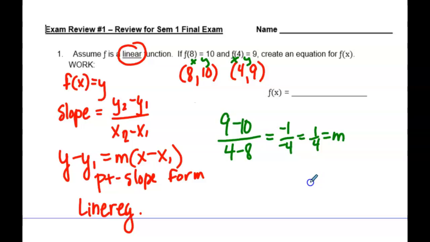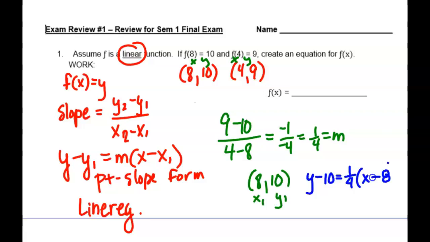And then I want to put one of the points in. I think I'll pick 8, 10. So if I have 8, 10 as my x1 and y1, and this is my slope, when I put them into point slope form, y minus y sub 1, which is 10, equals 1/4 x minus x sub 1, which is 8. Did you find one? Okay, because otherwise I can look.